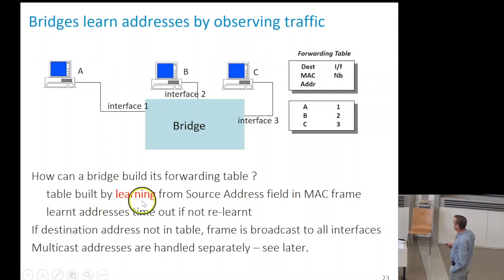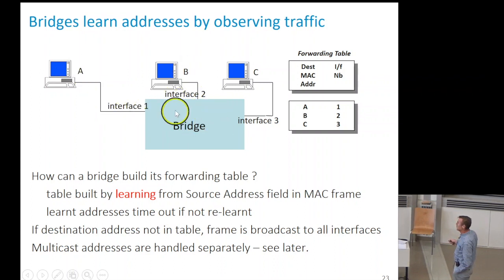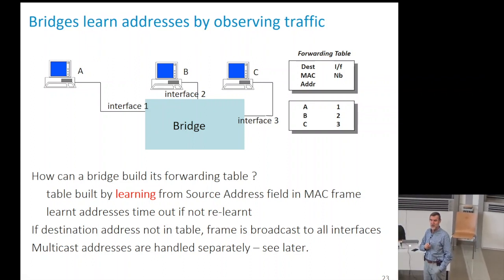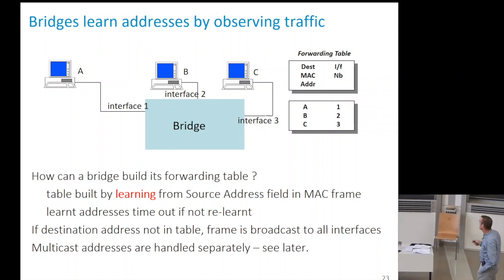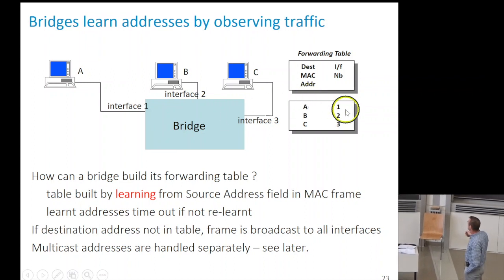They learn everything they see. When A has a packet to send to B for the first time, the bridge doesn't know what to do with it. So the bridge will broadcast it. It will send to all ports, which is not nice for security and privacy, but this is what the bridge will do. So it will send the packet to B and to C, but at the same time, it will look at the MAC source address of A, and it will see, oh, I have seen this MAC source address on my port number 1. So A is on port number 1. So we'll put in the table this entry: A is on number 1.